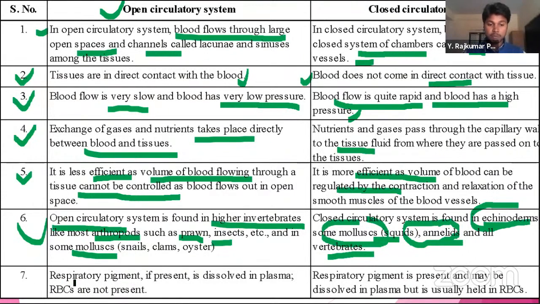Next, respiratory pigment, if present, what is it? It is present in the plasma. Okay, it is not present in the RBC, but in a closed circulatory system, respiratory pigment is present and it may be dissolved in the plasma or usually in the RBC. Okay, so let's learn next.